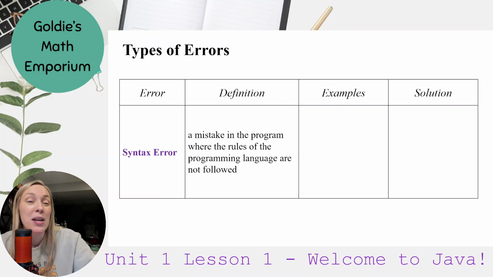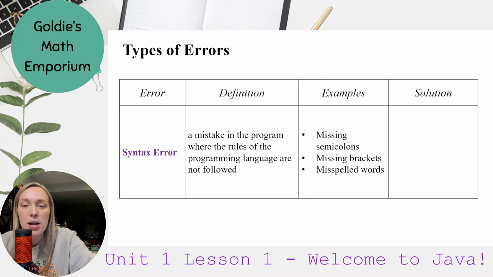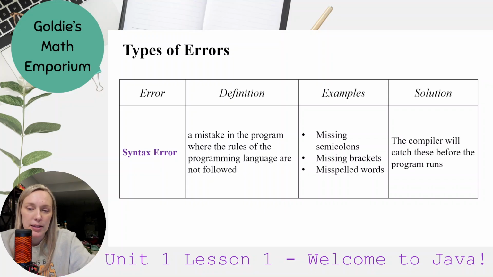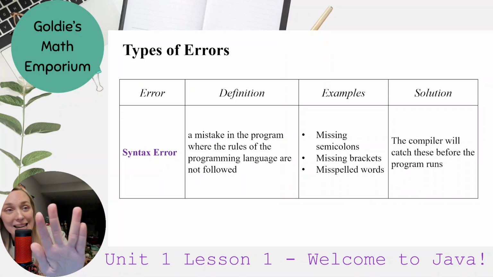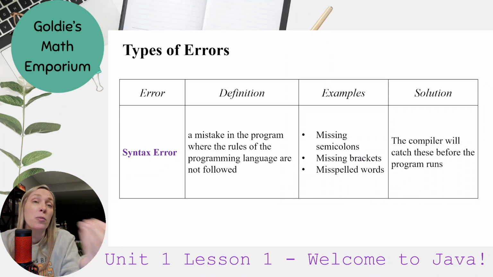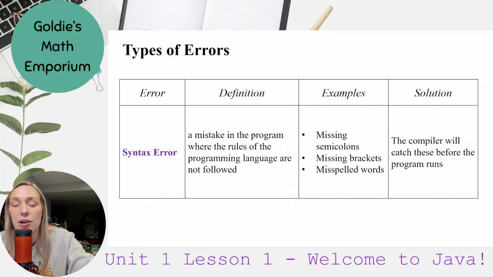You can have a syntax error, and a syntax error would be a mistake in the program rules where the rules are not followed. Some examples might be missing some of those special characters like a semicolon or a bracket. Sometimes it's misspelled words. It's just you left something off or you added something in that doesn't follow the syntax. And these types of errors are caught by the compiler. So your source code is compiled first before it is run. So in that process of trying to translate it into machine language, the compiler will catch that mistake and alert you. Okay, so your program will never run. It'll alert you to that syntax error first.